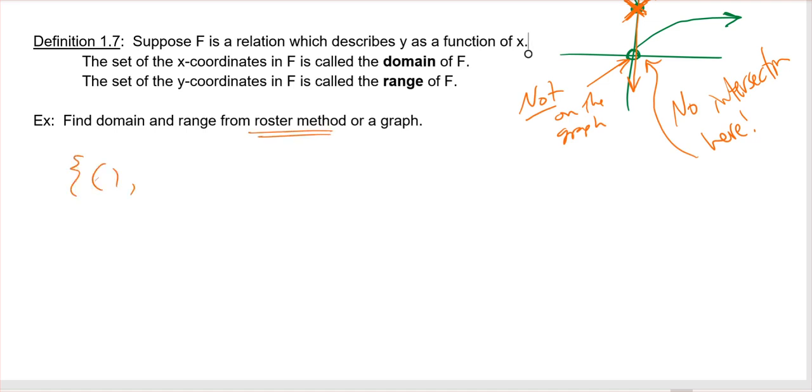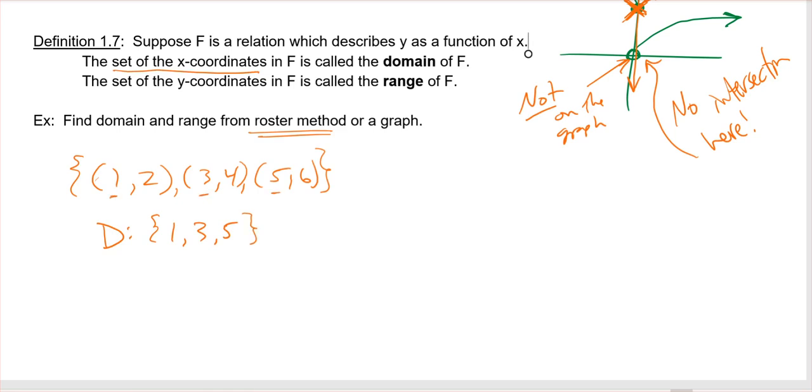So let's look at just one of those. 1, 2, 3, 4, 5, 6. So here's a relation. It's a function. Great. We already talked about it. We would say what the domain is. Well, it's the set of all the x coordinates. So it's just 1, 3, 5, right? And then the range here, range is going to be the set of all the y coordinates. So we got 2, 4, 6, right? And that's it. And if you're saying, man, is it that easy? Yeah, it's that easy.